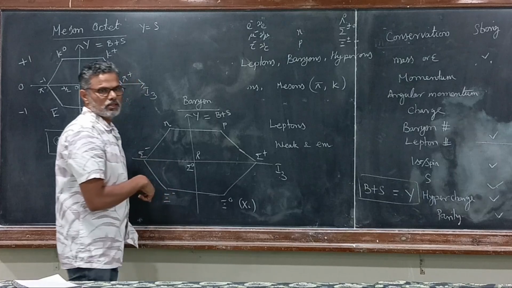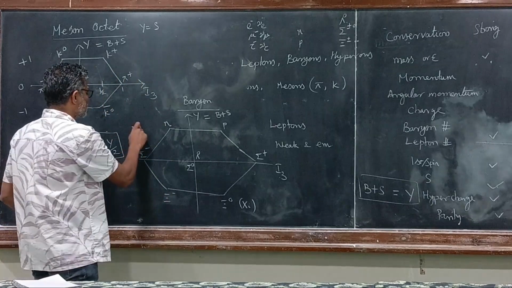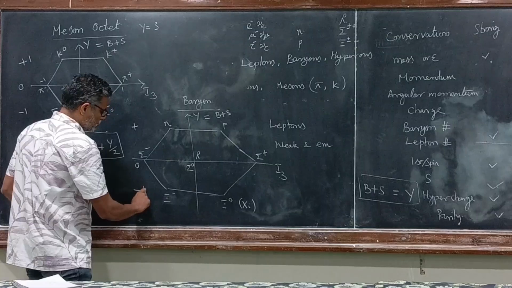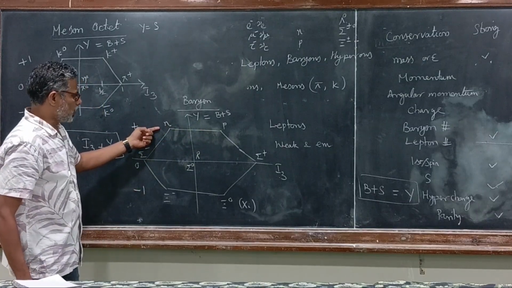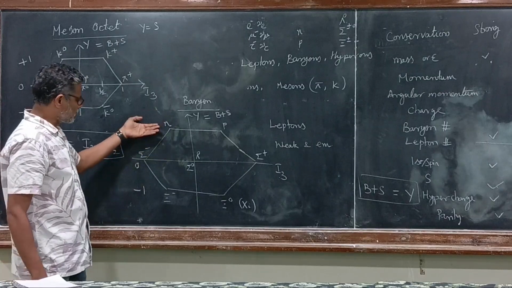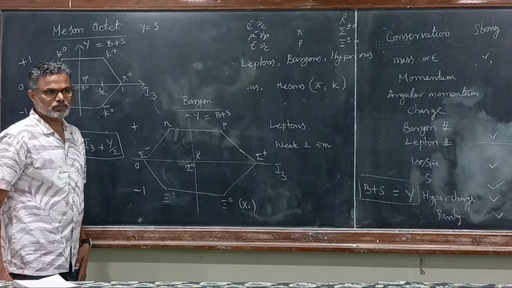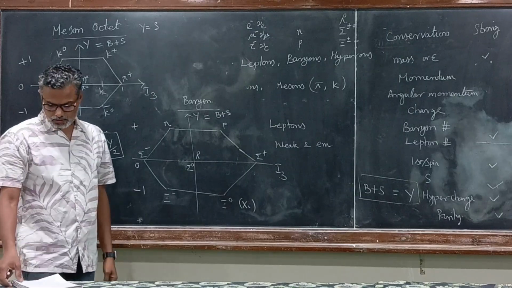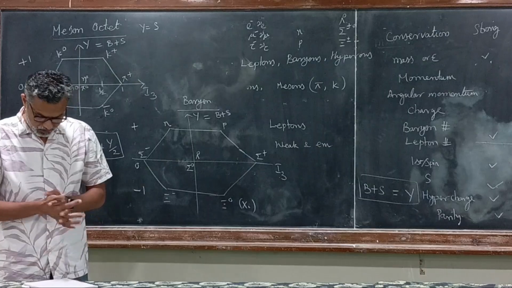Therefore the strangeness will be minus 1 of this value. So this is plus 1, 0, minus 1. For neutron and proton, baryon number is 1, y is also 1, therefore the strangeness is 0. These are some basics that we should know.